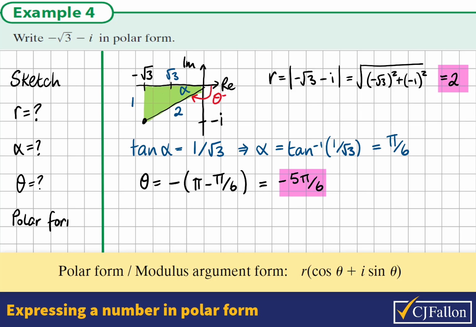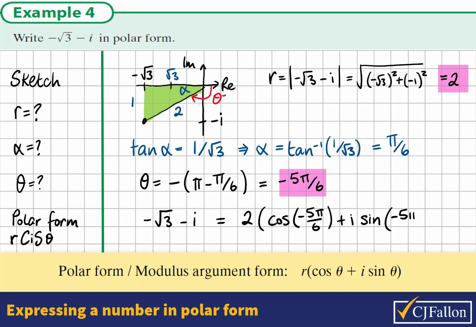So now we can express it in polar form. In polar form, it's in terms of the radius or modulus, and in terms of the argument theta. So we could say that negative root 3 minus i is equal to 2 times the cosine of negative 5 pi over 6 plus i sine negative 5 pi over 6.